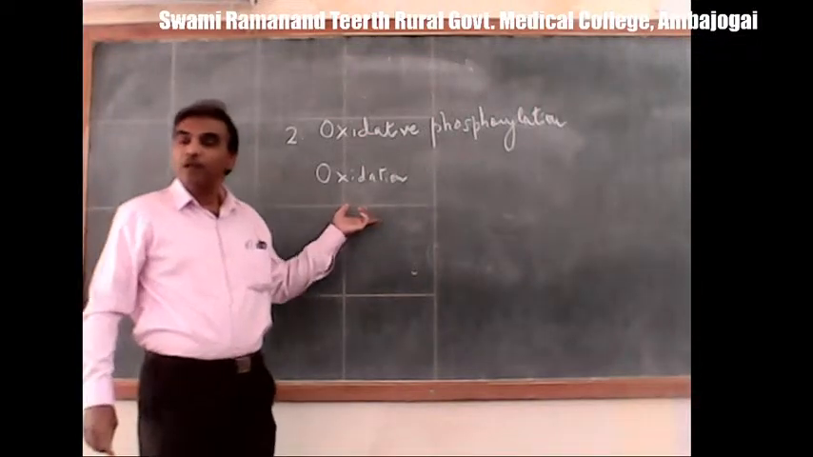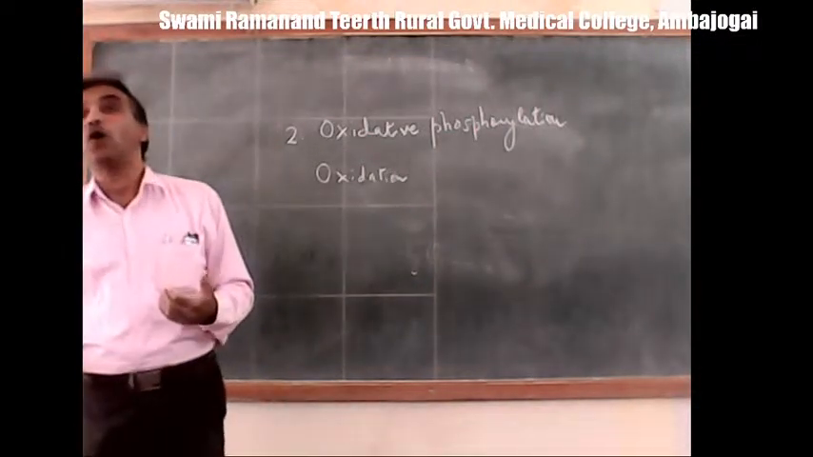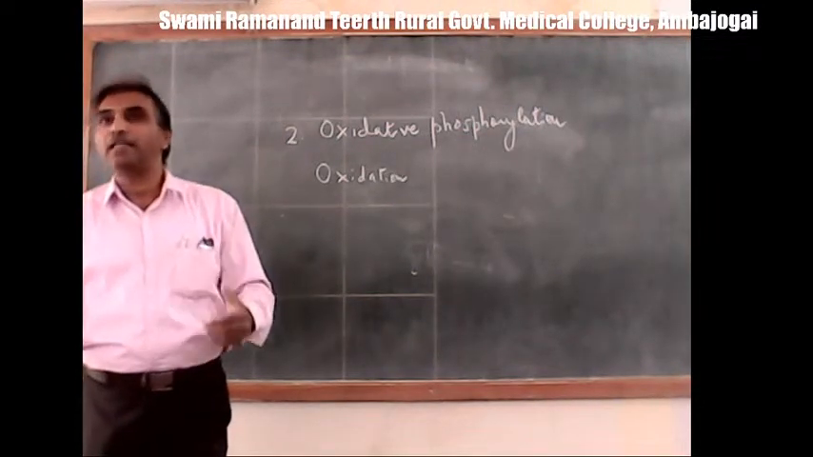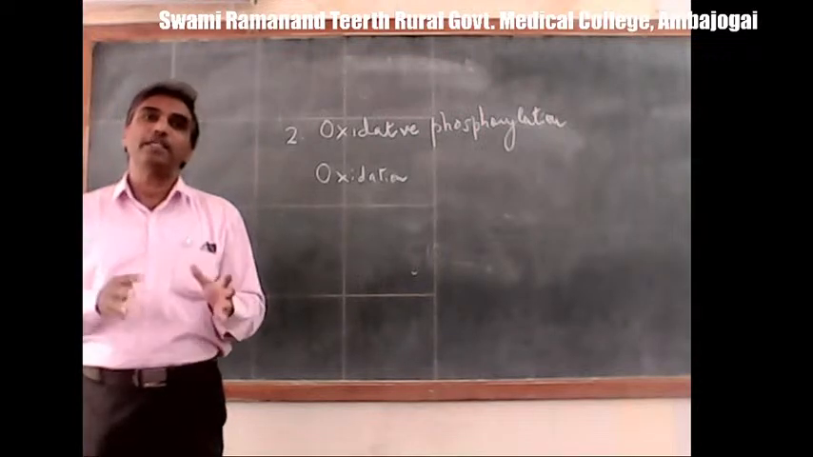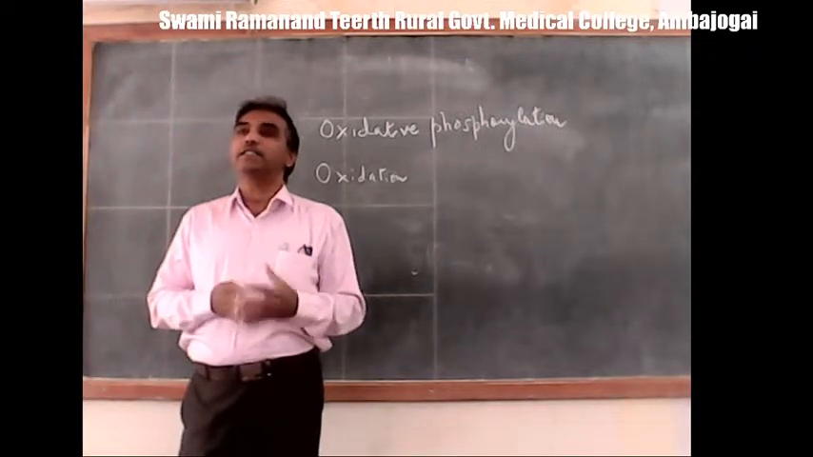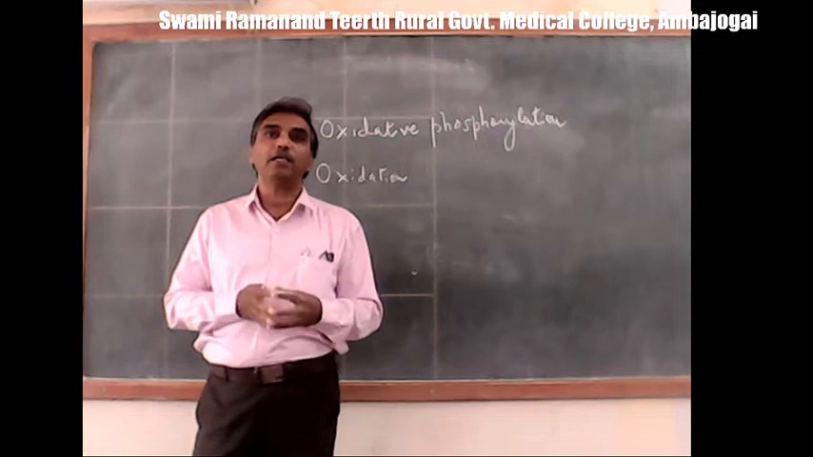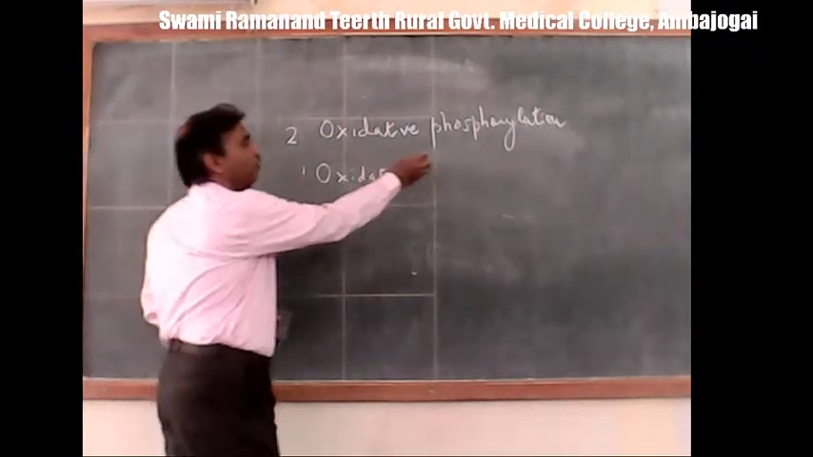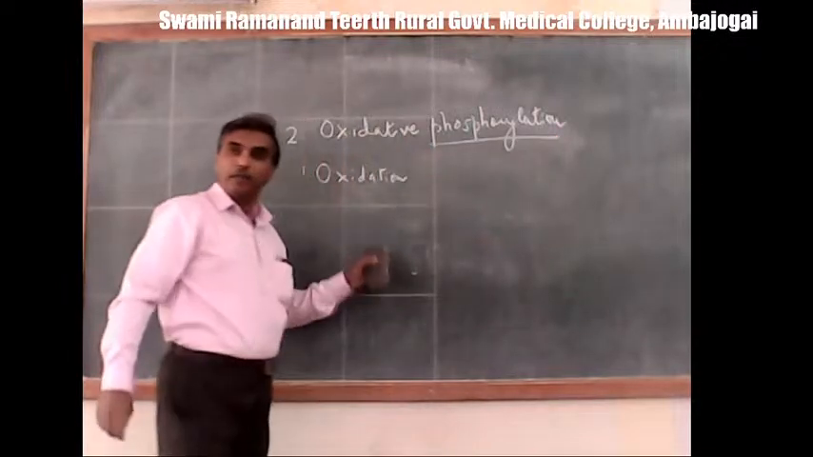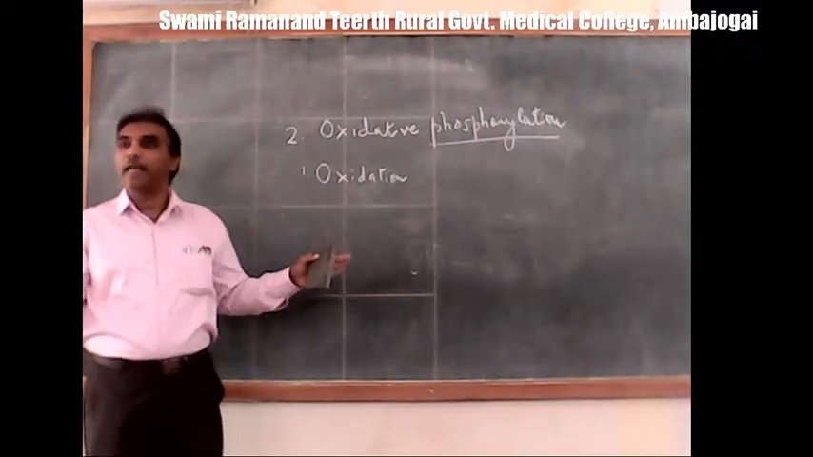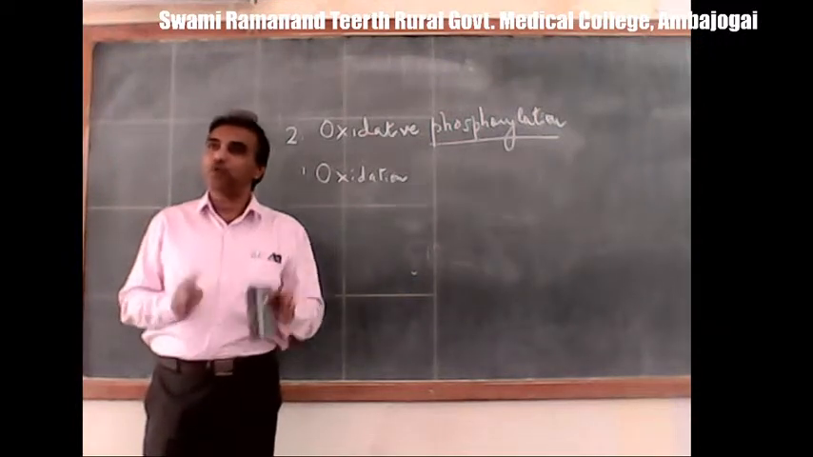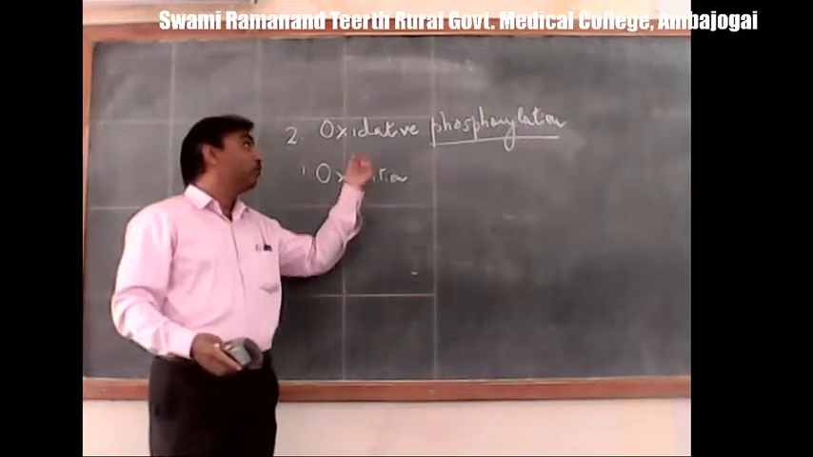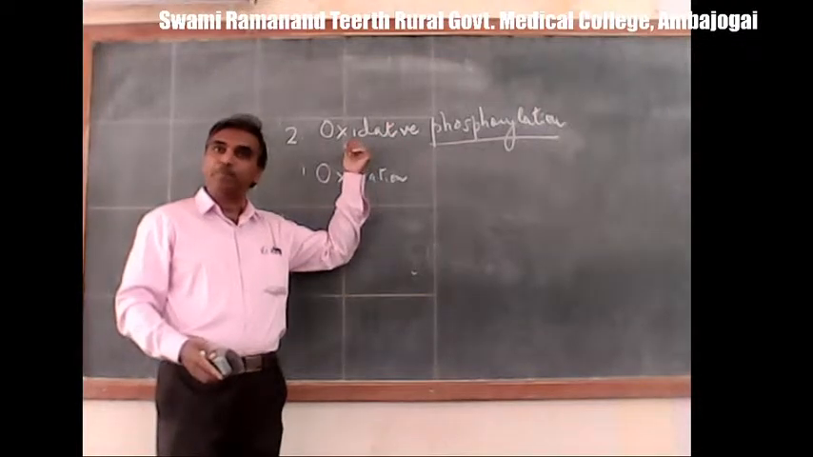So in our body, oxidation occurs in a biological system. Oxidation occurring in a biological system is called biologic oxidation. And second is phosphorylation. So two things, biologic oxidation and phosphorylation, combined, go hand in hand for oxidative phosphorylation.